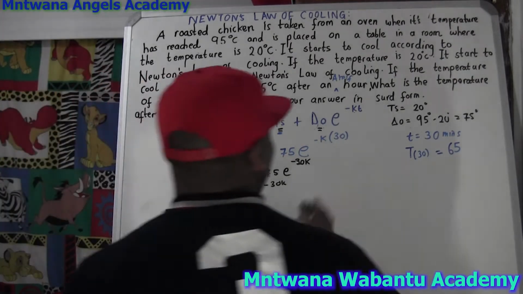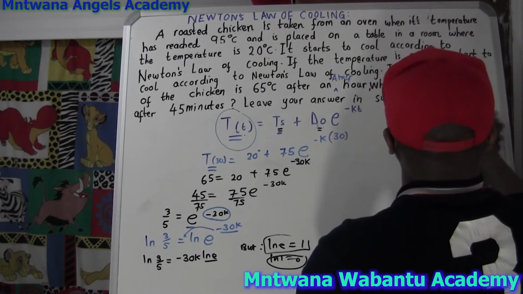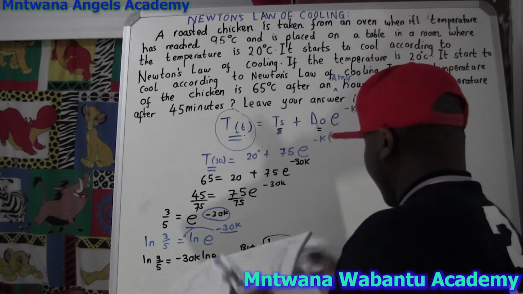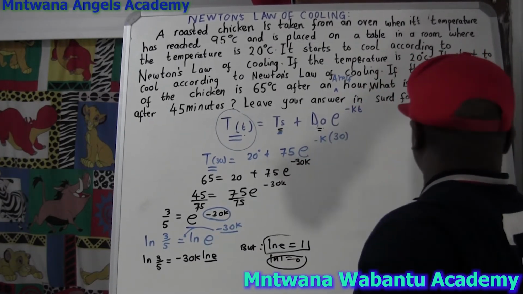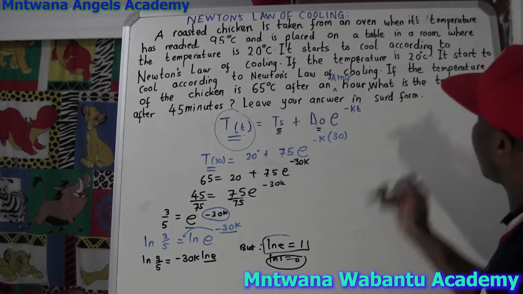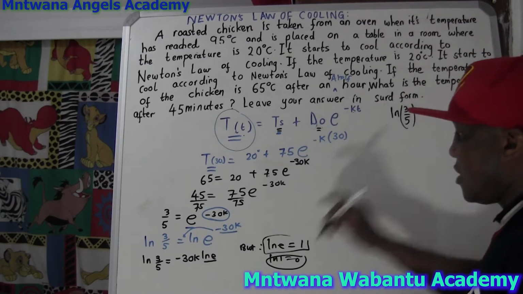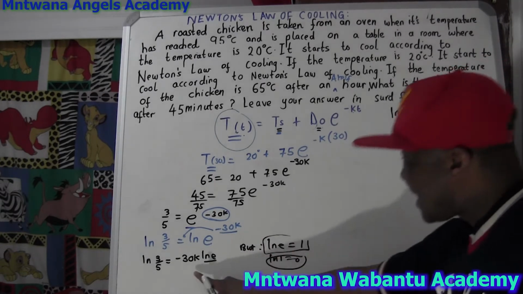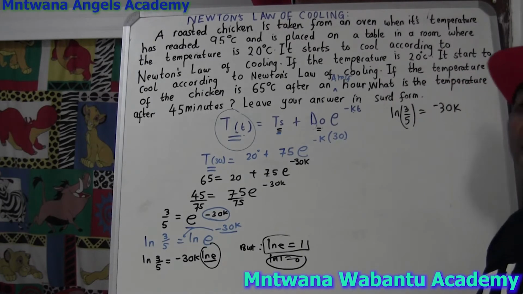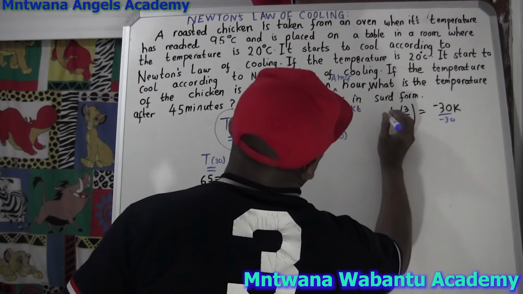So now this is going to be 1, so we have ln of 3 over 5 equals negative 30k, because negative 30k times 1 equals negative 30k. So let's get k. It's easy. How are we going to get k? Divide by negative 30, and here also divide by negative 30.